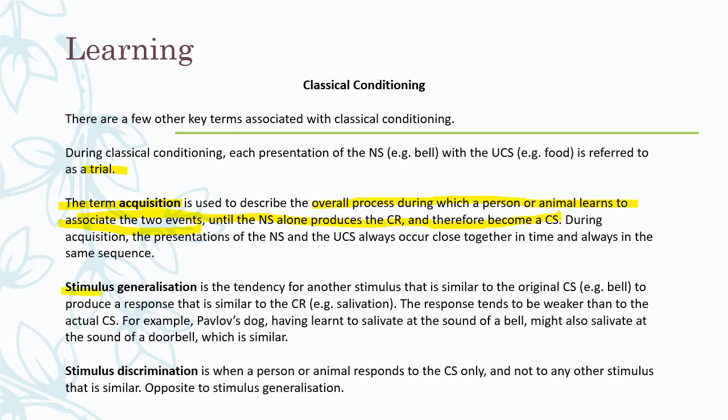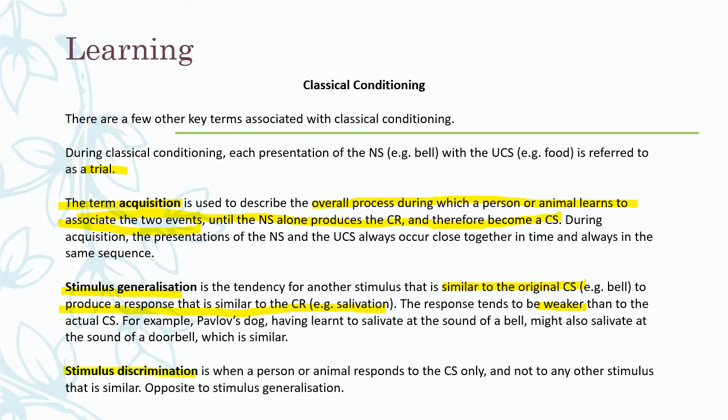Okay, so stimulus generalization is the tendency for another stimulus that is similar to the original CS to produce a response that is similar to the CR. The response tends to be weaker than the actual CS. For example, Pavlov's dogs, having learned to salivate at the sound of a bell, might also salivate at the sound of a doorbell, which is similar.